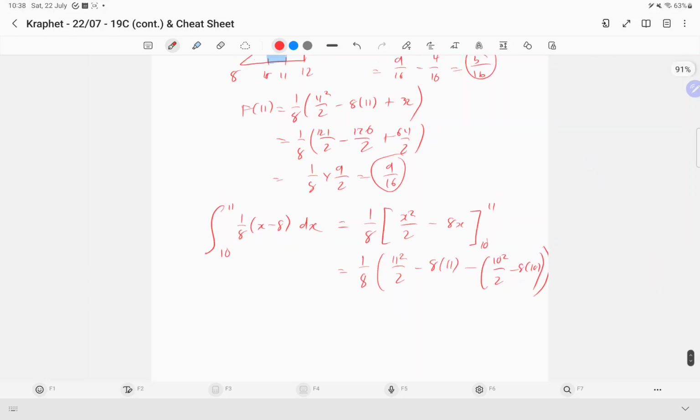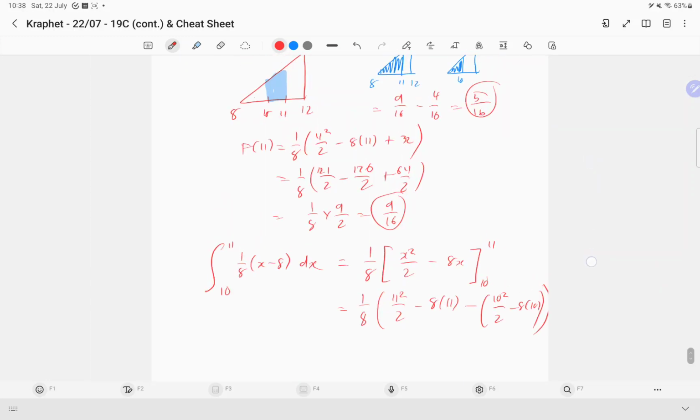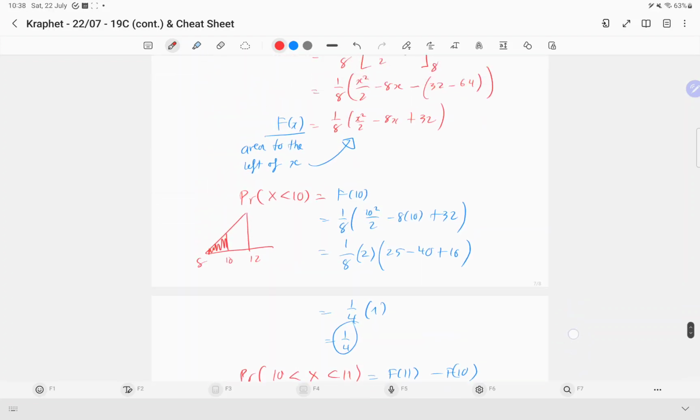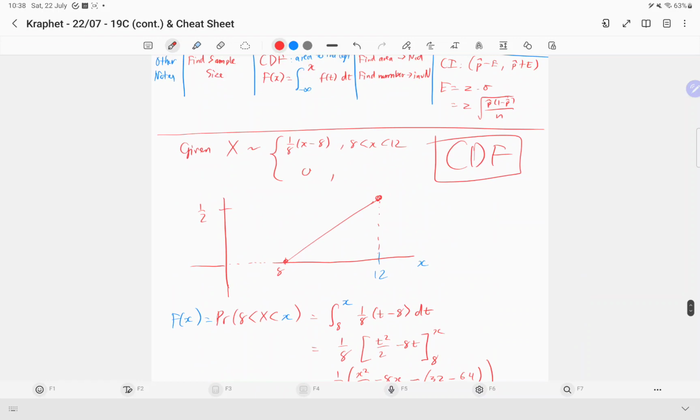Okay, so when you have to calculate a lot of probabilities, sometimes it's easier to use the big F notation, right? To calculate the CDF first, cumulative distribution function. So that's the one that gives you the area to the left. Okay. All right, so just remember, area to the left.